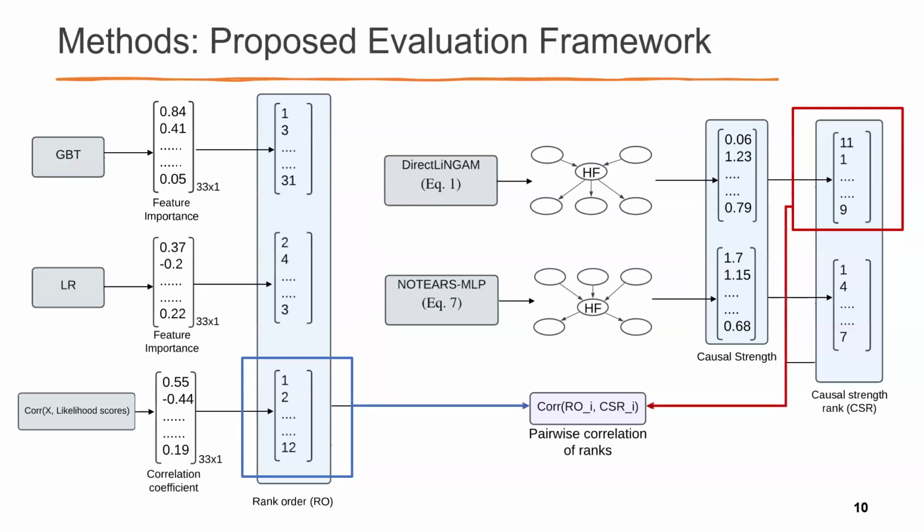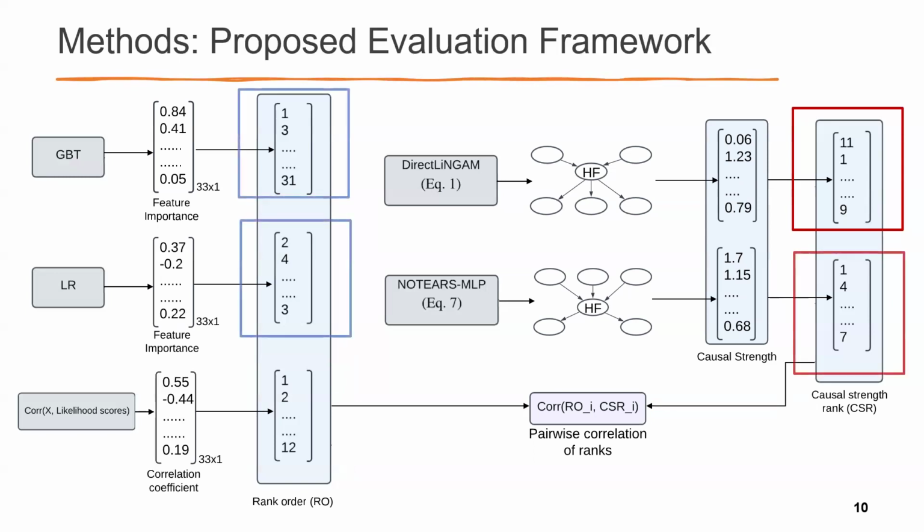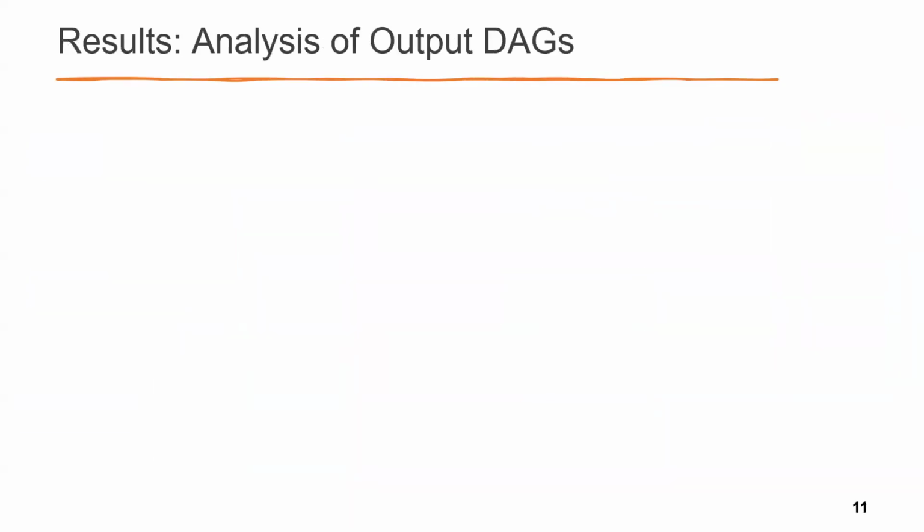model and also calculate the correlation of ranks. And for all the machine learning models and CSL models, we do the same thing to calculate the correlation. In total, we can get 6 different pairwise correlations of ranks. And here, let's move to the results part.